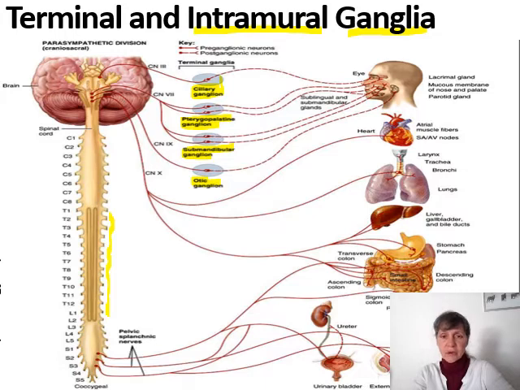This is a terminal ganglion, and then there's another neuron that's going to synapse with a ganglion in the wall of the submandibular gland. So, intramural, within the wall. The way I remember this is if you go to the bus stop, you'll see murals on the wall. So the bus stop has to come first. Terminal means end. So the bus terminal would be the bus stop.